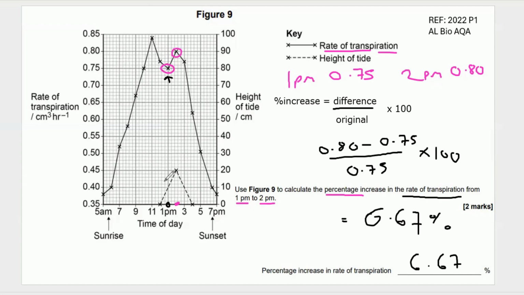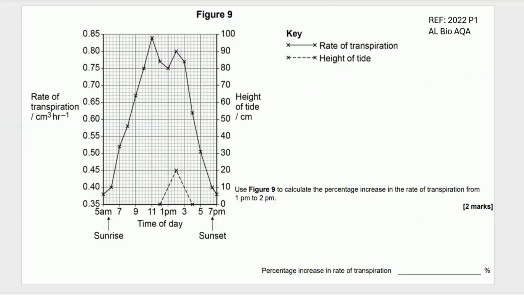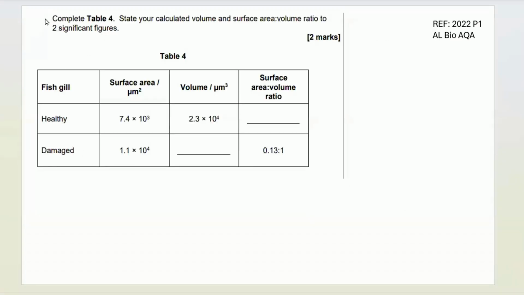You can round it up, round it down, do whatever. You should always go to 2 significant figures or at least 2 decimal places. So there we go. Lovely jubbly. Let's move on.